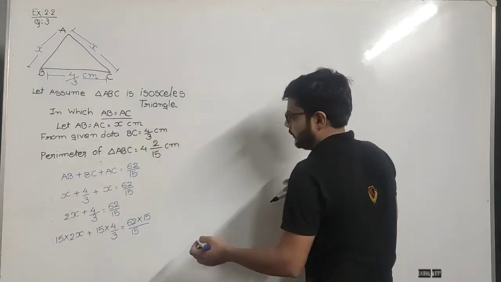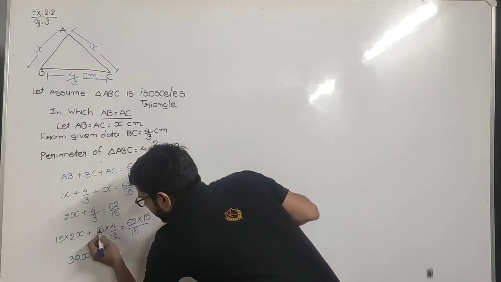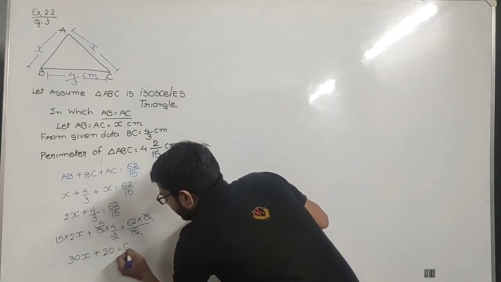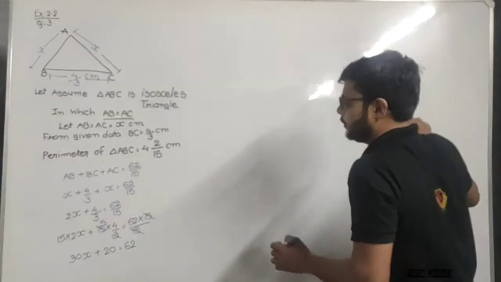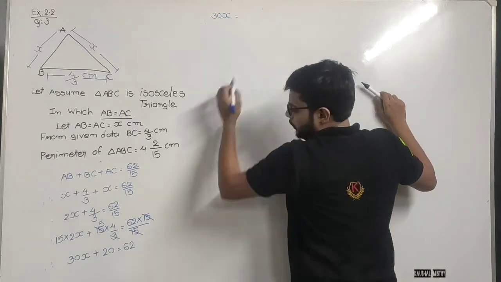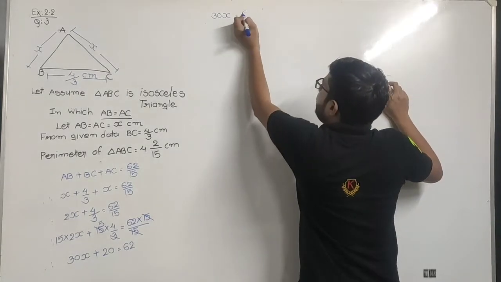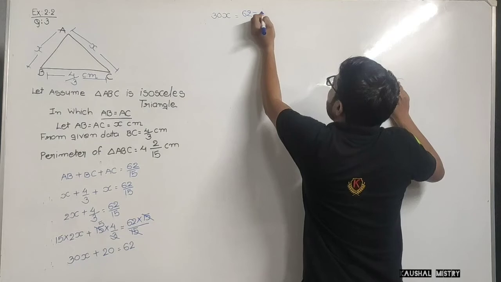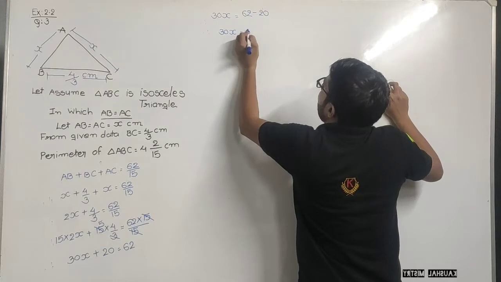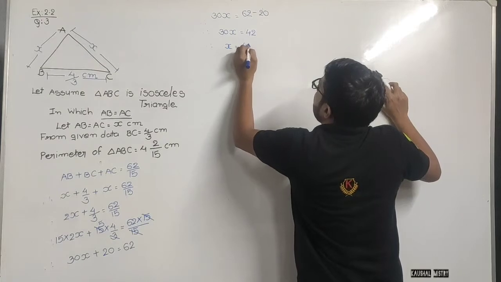So as you can see, this will be equal to 30x. 3 5s are 5, into 4 will be 20, 15 and 15 will get cancelled, and that is equal to 62. Right? So therefore we can definitely write 30x is equal to, this 20 will come on this side, and that is equal to 62 minus 20. Therefore this 30x will be equal to 42. So x is equal to 42 upon 30.